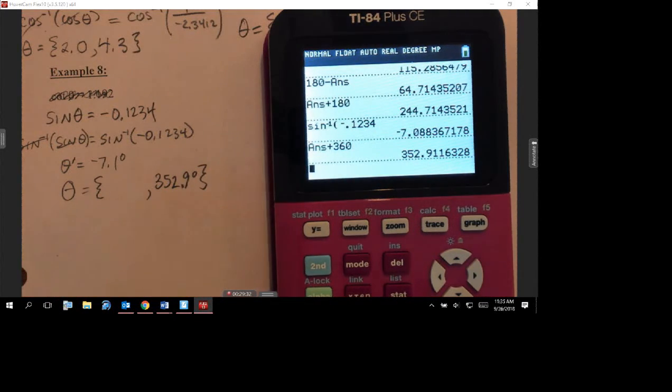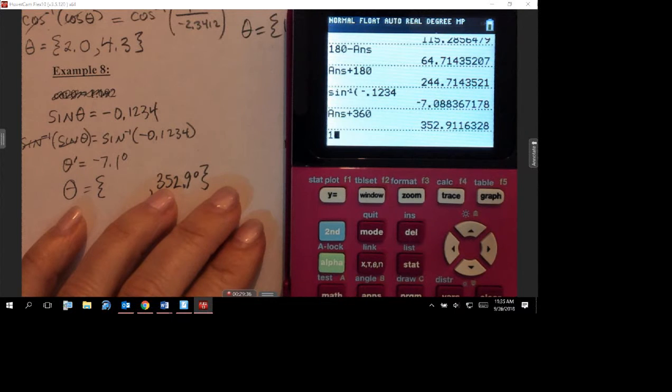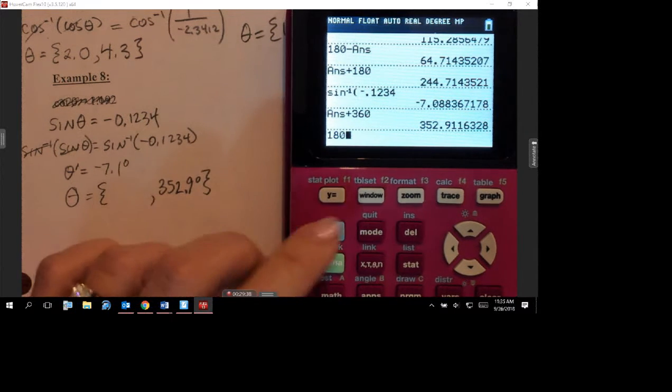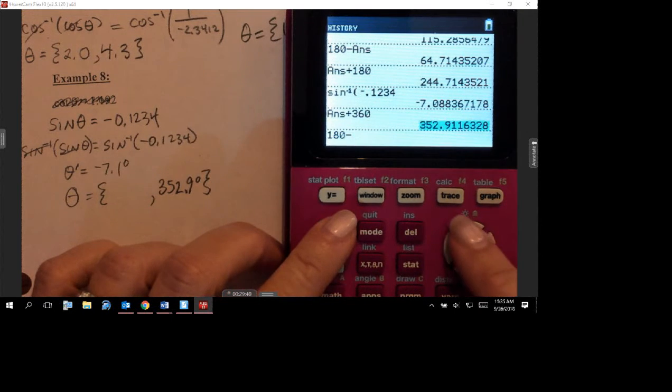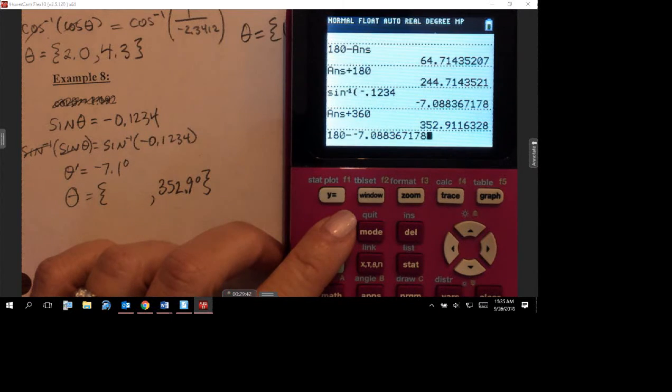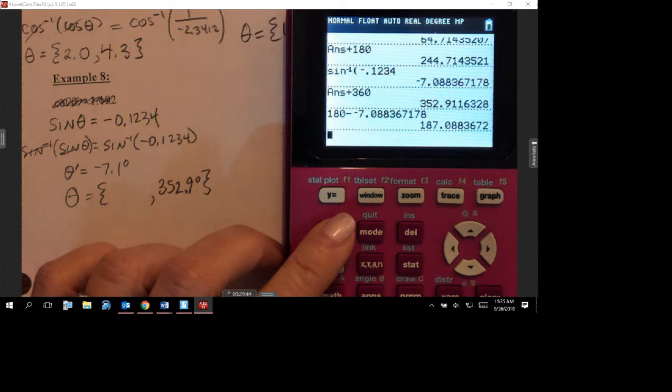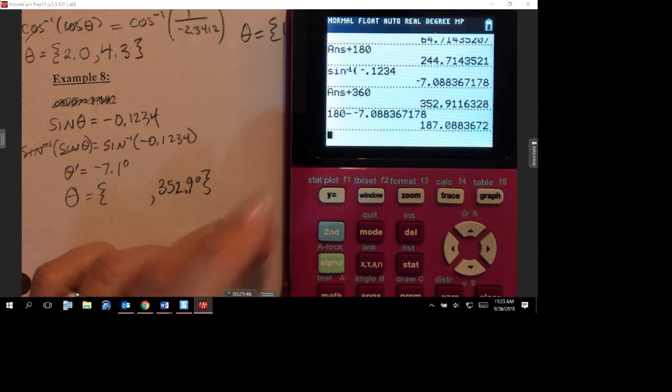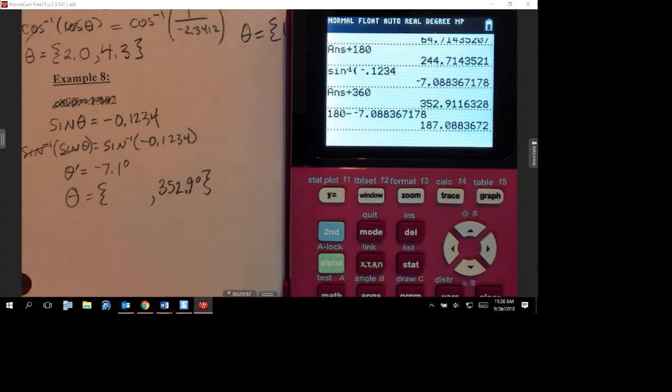And I don't like to retype stuff in. Do you know how I'm going to do it? I'm going to do 180, and then I'm going to subtract my answer. That becomes 12. See what I did there? It has to be bigger than 180. So if you add the negative, you're going to have a problem. It has to be bigger than 180. So we get 187.1.